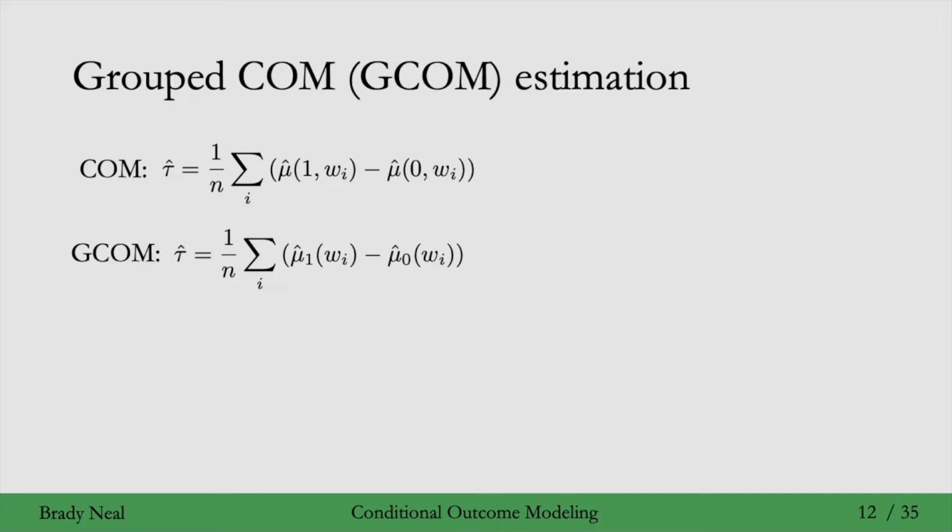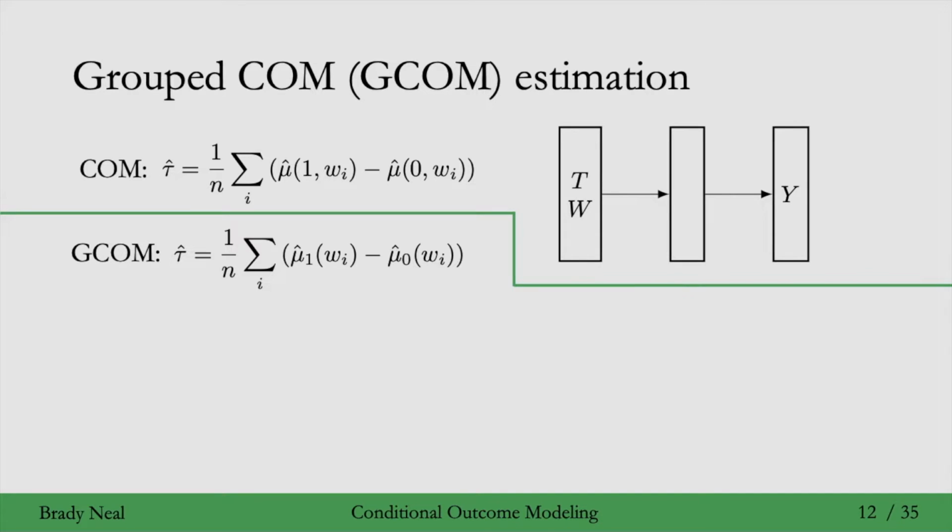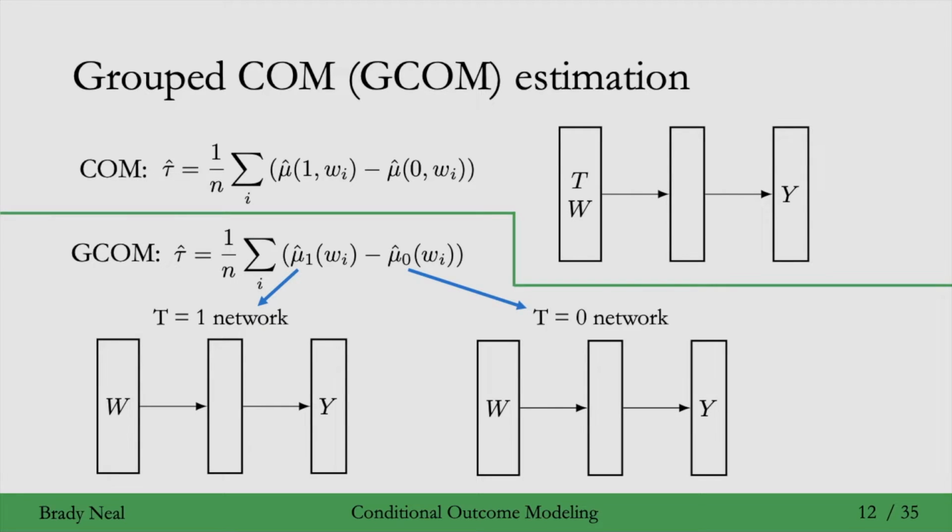So if we draw a neural network again, we have a single neural network for the COM estimator, and this single neural network takes both treatment and W as input to predict Y. In contrast, for GCOM estimation, we would have two neural networks. One neural network for the treatment equals 1 group. So all the data that has t equals 1 will be used to fit this t equals 1 network. And another network for the t equals 0 data. That whole group of data will be used to fit the t equals 0 network.